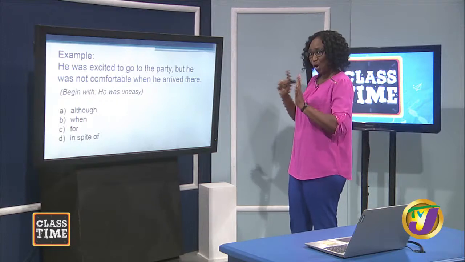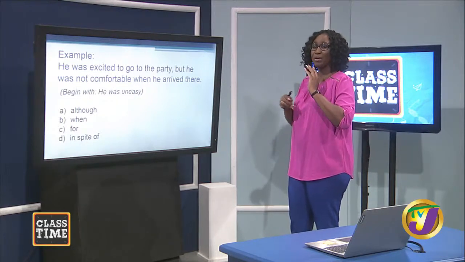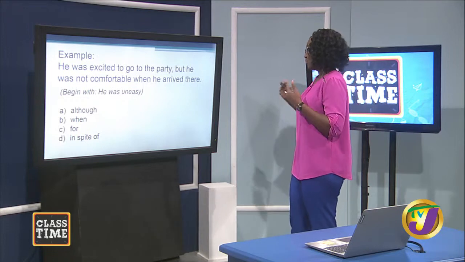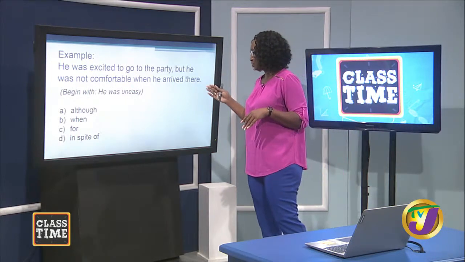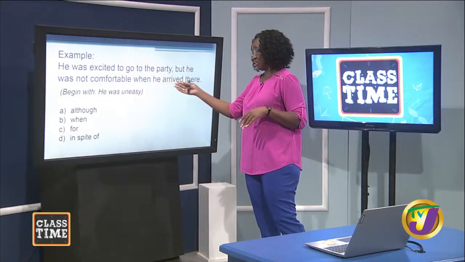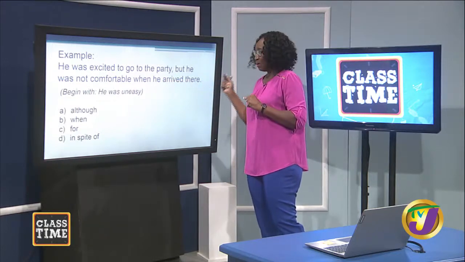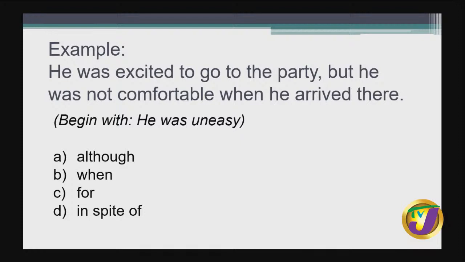So if you're going to start the sentence with he was uneasy, now you have to think of how am I going to start the sentence and how am I going to write this new sentence? So begin. He was uneasy when he arrived there. Is that it? Or are you going to say he was uneasy and excited to go to the party? So you notice those two ideas do not relate very well at all. So your options to include in your new sentence: although, when, for, in spite of.